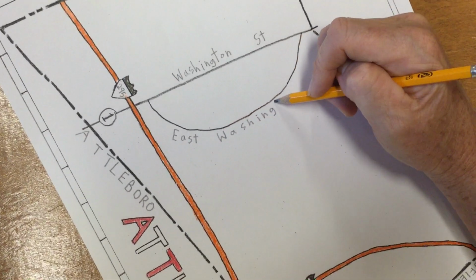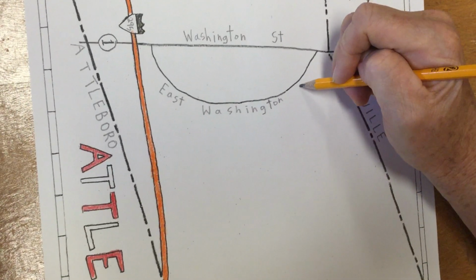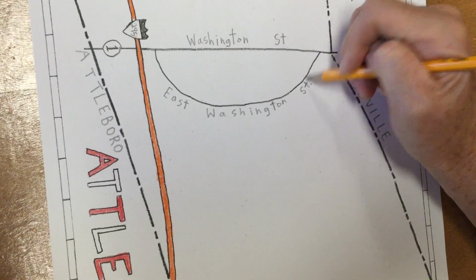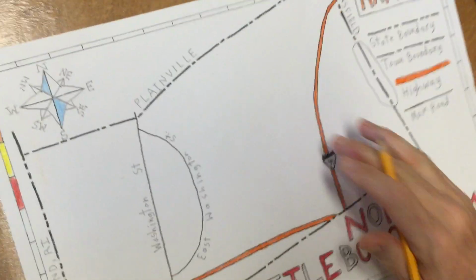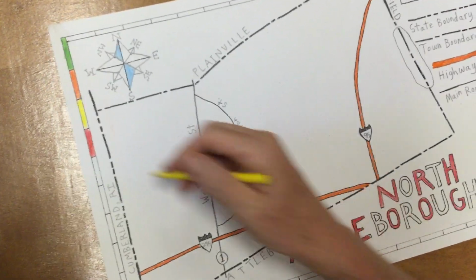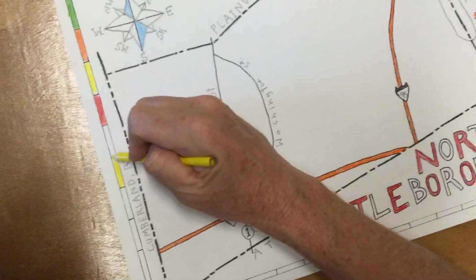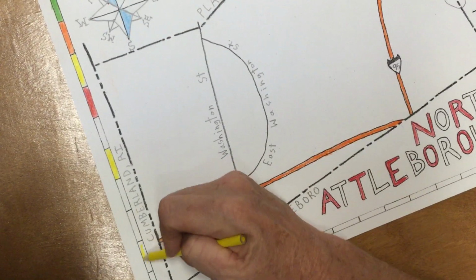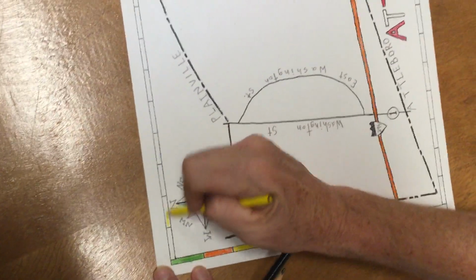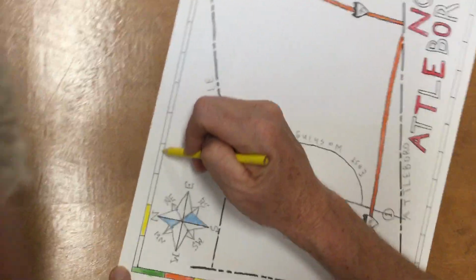East Washington Street. Okay, so go ahead and work on that. I'll give you a couple seconds to catch up on that. Little by little, I'm going to be coloring in my border.